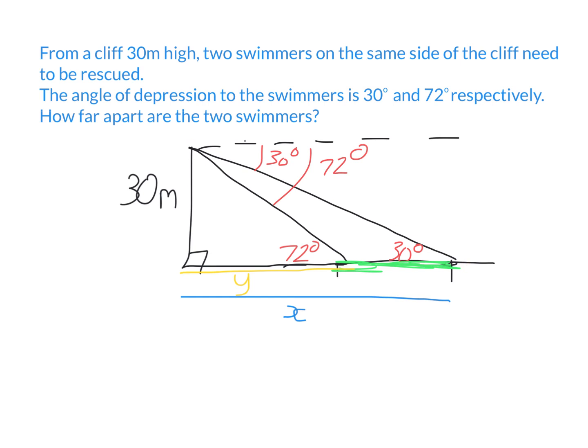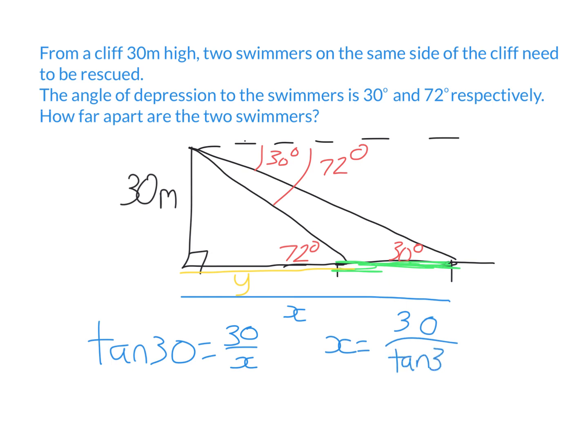We have a right-angled triangle, an angle, a side. So once again, we have opposite and adjacent, so we need to use tan. So tan of 30, tan of angle, equals opposite over adjacent. So when the thing you want to find is on the bottom, remember you divide. So x is actually 30 divided by tan 30, and then we put that on our calculator. So we get about 51.96, and of course that's going to be meters. So this swimmer here is 51.96 meters from the base of the cliff.